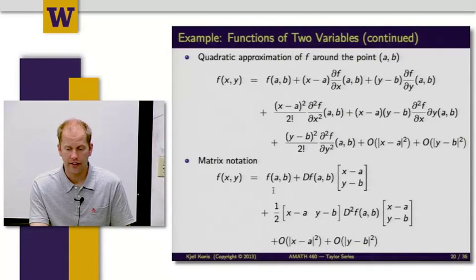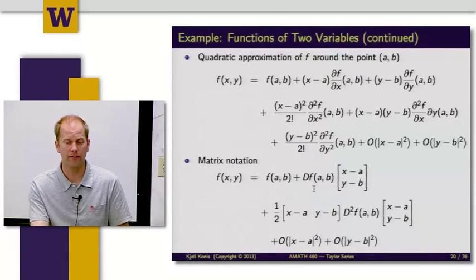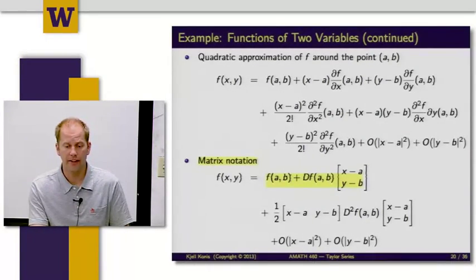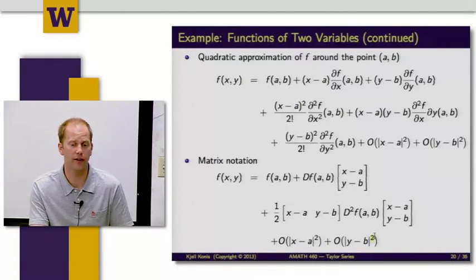And I can write this in matrix vector notation, so it simplifies quite a bit. I have f of (a, b), so that's just my function again. The linear term, then the quadratic term, and then again, these things should have been to the third power for the cubic error term.